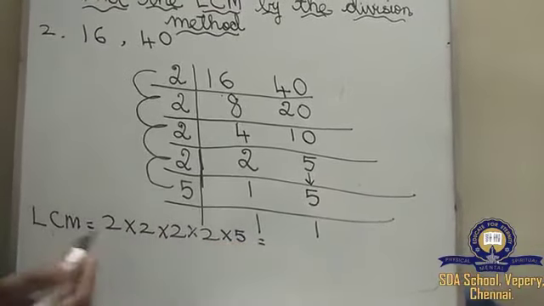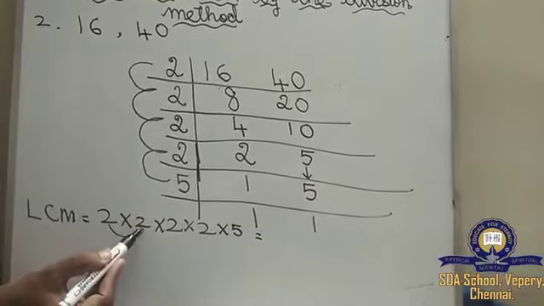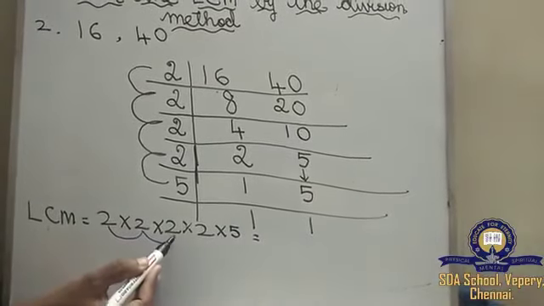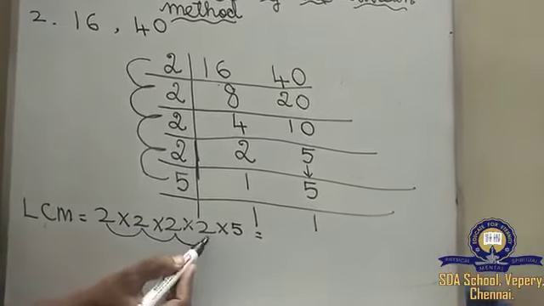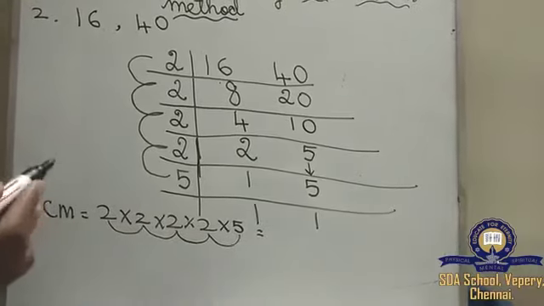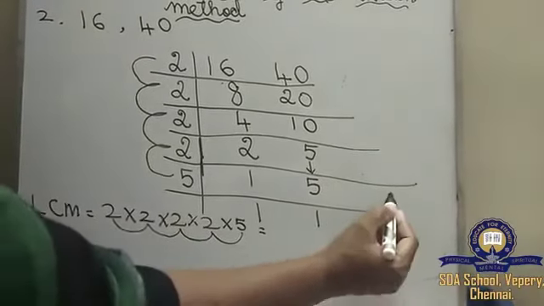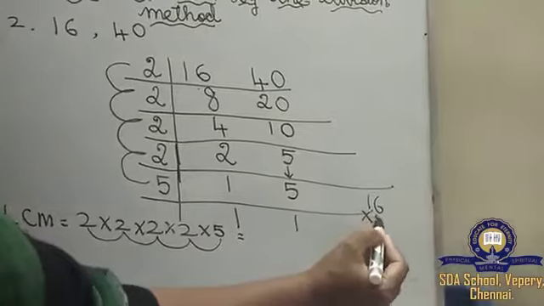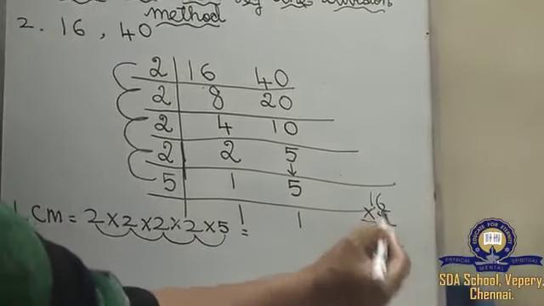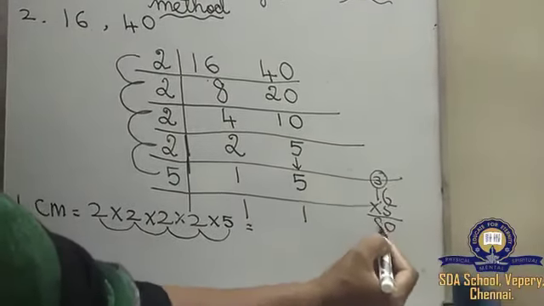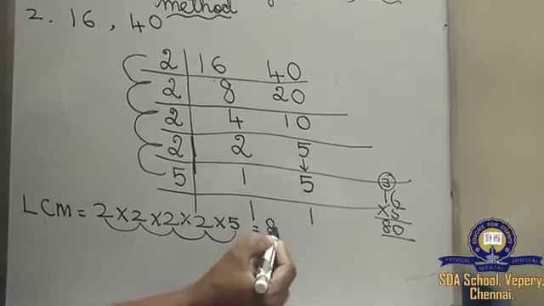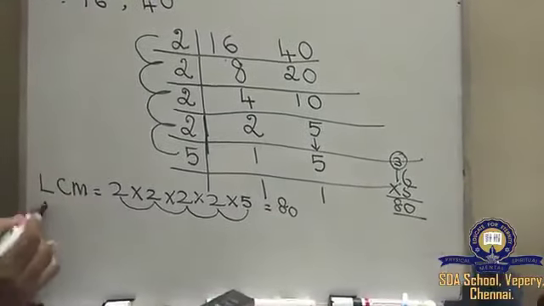So what will the answer be, children? 2 twos are 4, 4 twos are 8, 8 twos are 16, and 16 fives are... If you find it hard, you can multiply. 16 fives are, what will come children? 80. 16 fives are 80. So what's the answer?